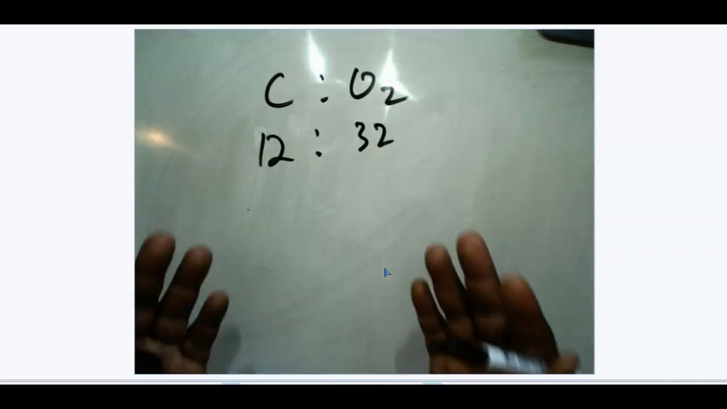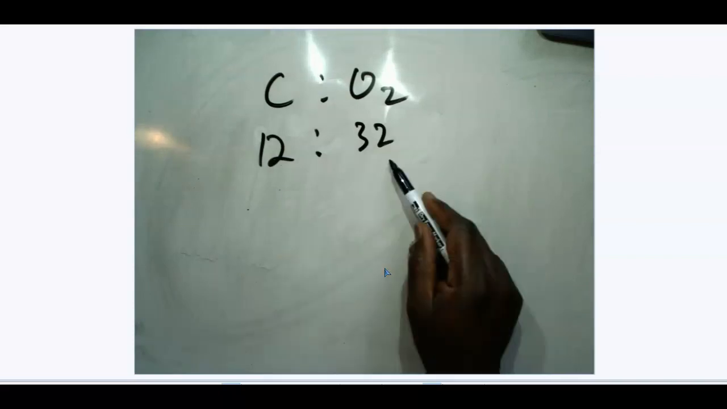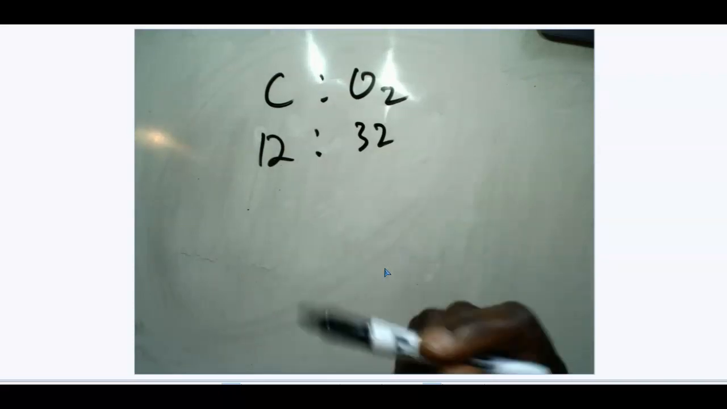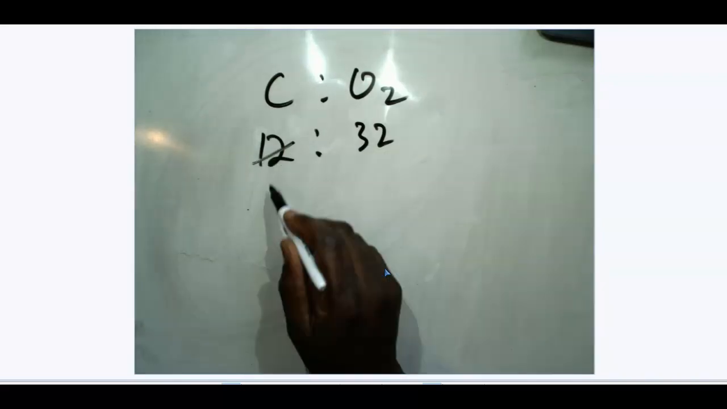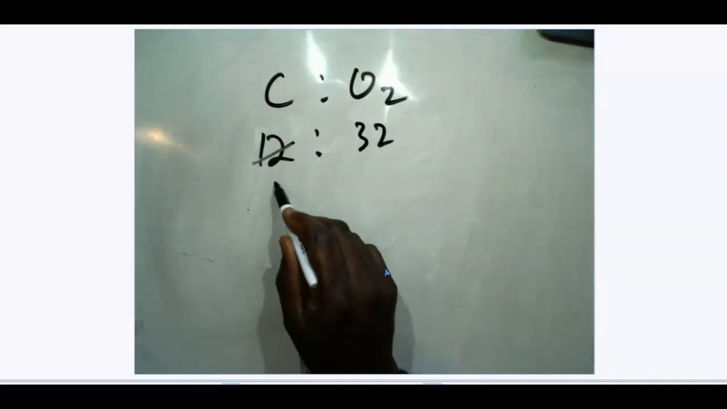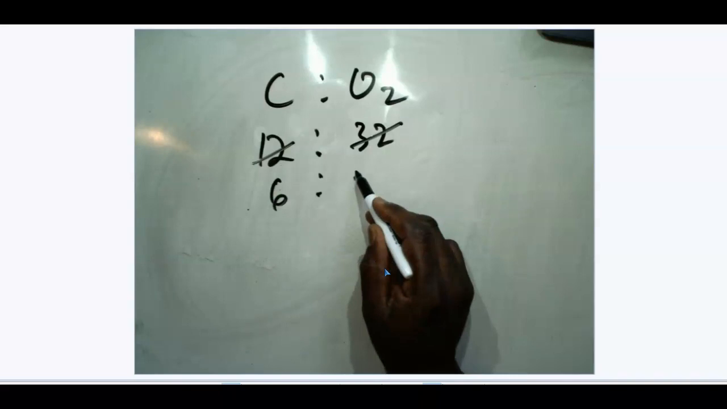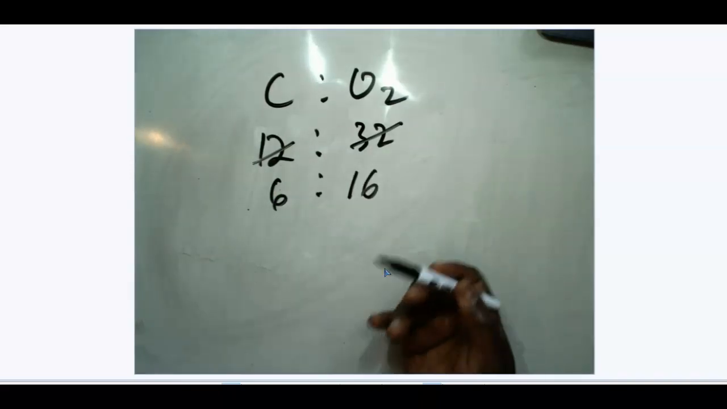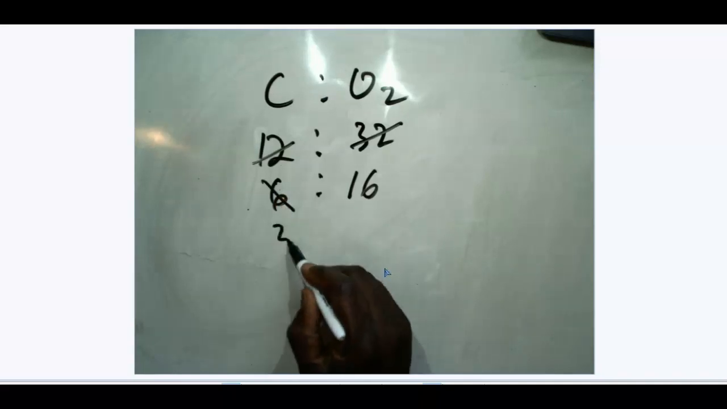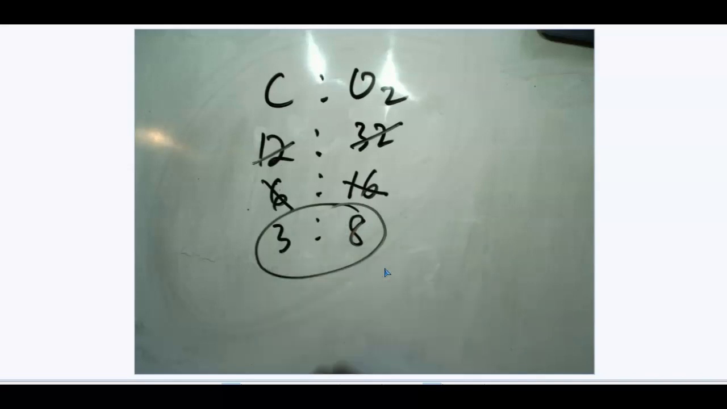So they now ask you what is the mass ratio. So 12 to 32. We have to reduce them to the lowest term. Let's start with 2. 2 goes in 12, 6. 2 goes in 32, 16, right? We can still go further with 2. 2 goes in 6, 3. 2 goes in 16, 8. That's the lowest. That's 3 to 8.